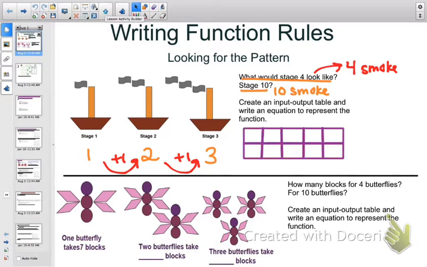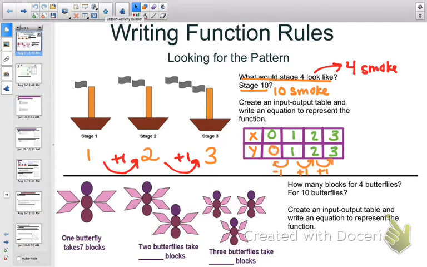Now let's look at creating an input-output table. So I always like to include 0, and then 1, 2, and 3 are included in the diagram. So 1 again has 1, 2 has 2, 3 has 3. So if we follow the pattern, that means 0 is going to have 0.